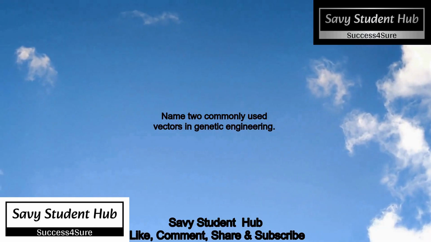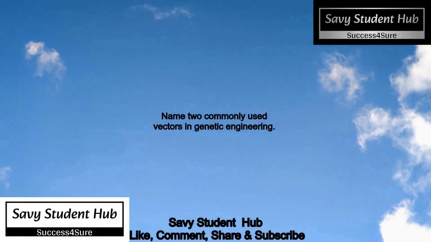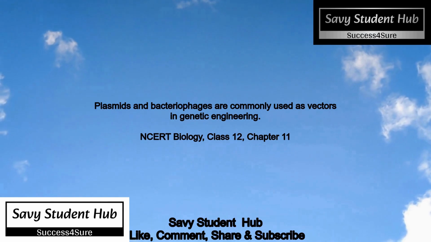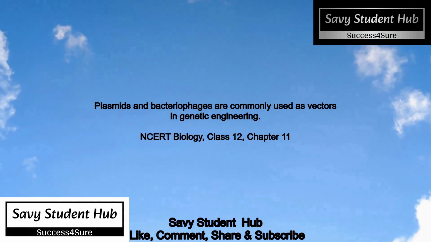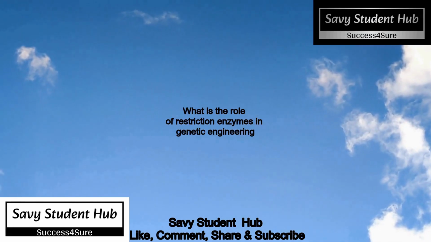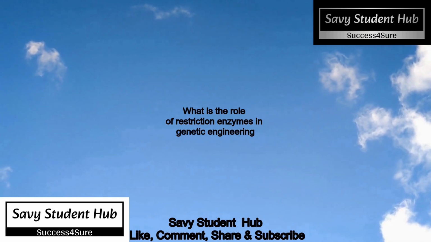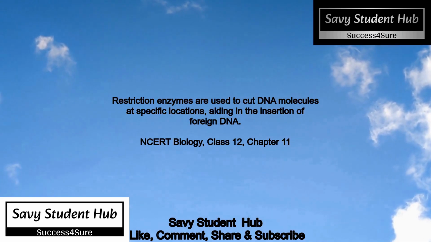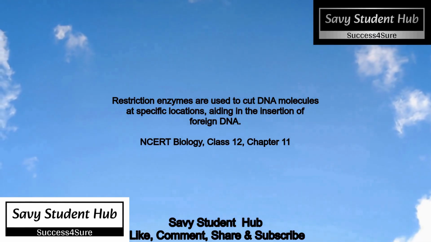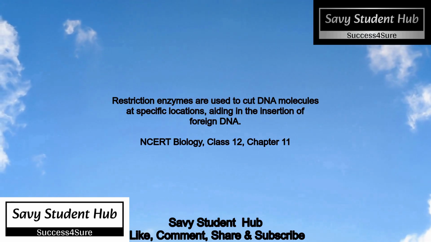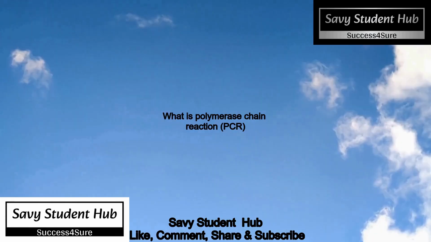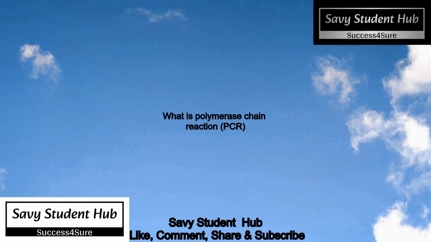Name 2 commonly used vectors in genetic engineering. Plasmids and bacteriophages are commonly used as vectors in genetic engineering. What is the role of restriction enzymes in genetic engineering? Restriction enzymes are used to cut DNA molecules at specific locations, aiding in the insertion of foreign DNA.